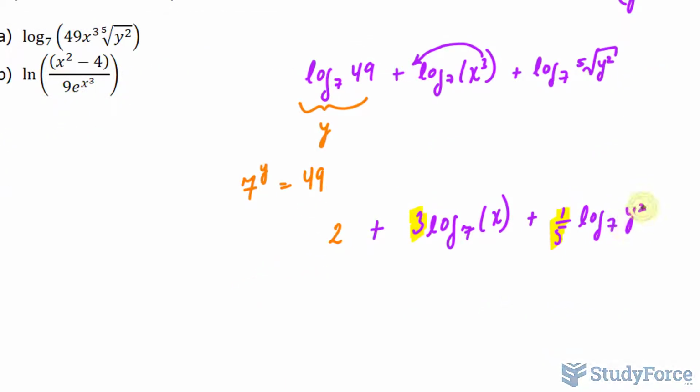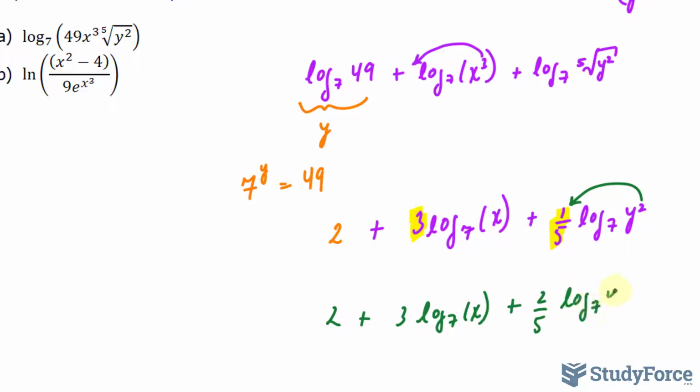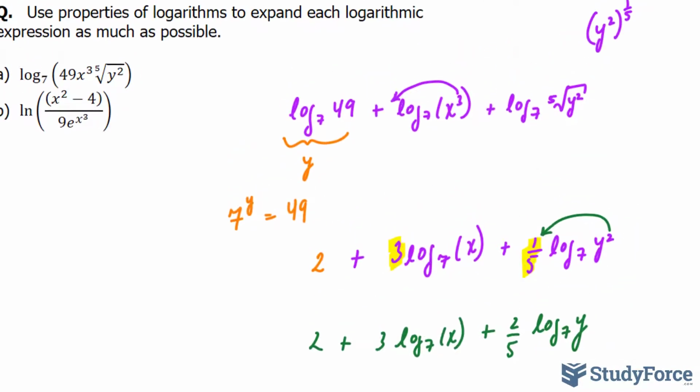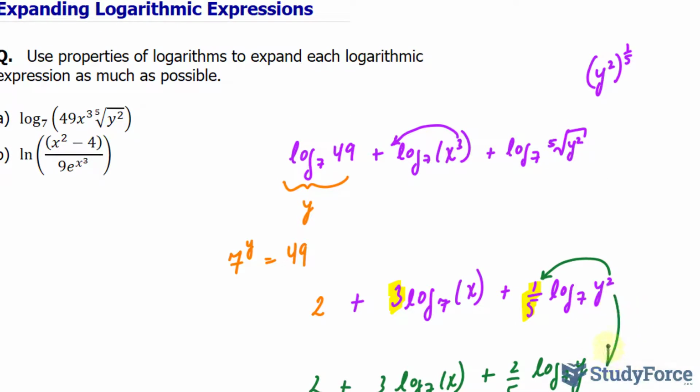The base y has a power of 2, so that 2 will come at the front where it becomes 2 over 5 log of base 7 y. So let me rewrite this: 2 plus 3 log of base 7 x plus 2 over 5 log of base 7 y. If you wanted to, you could have coupled that last step into one step by multiplying 2 and 1 over 5 together using the exponent laws, and skipped a step by doing that.